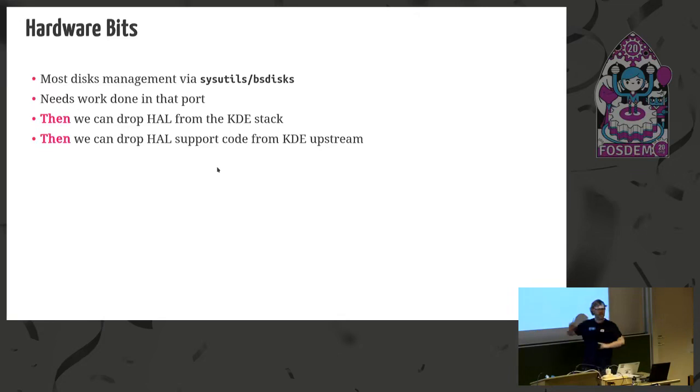So we need to fix up BSDisks to support ejecting the CD. Again, it's a terrible niche case, but it's got to be done. Once we've done that, we can drop HAL from the FreeBSD side of KDE, and from there we can drop about 1,100 lines of code in KDE upstream, and that will make a bunch of people very happy that we no longer have to deal with HAL at all anywhere. So happiness is in the future.